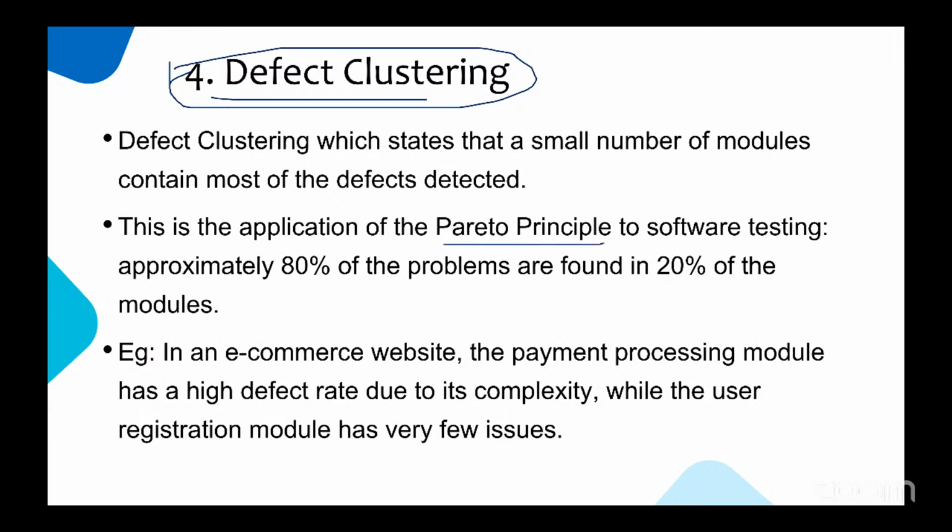What that says is that you take any application, and in that application approximately 80 percent of the defects, that is, 80 percent of the problems, are found in 20 percent of the modules. Just now, when we discussed the payment process in an e-commerce website, the payment module has a high defect rate due to its complexity. When compared with user registration, searching, or comparison of products, which are not very complex, the complex one is payment.